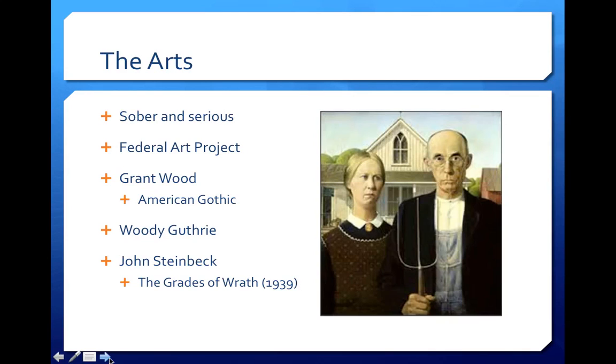John Steinbeck is going to write about it. First, before I get to John Steinbeck, Woody Guthrie. Woody Guthrie used music to capture the hardships of America. John Steinbeck will write a book that you very well might be reading or have read, The Grapes of Wrath, which reveals the lives of Oklahomans who left the Dust Bowl and ended up in California.